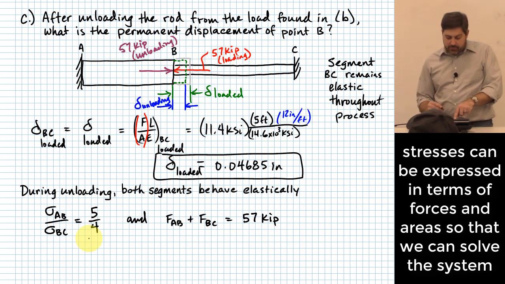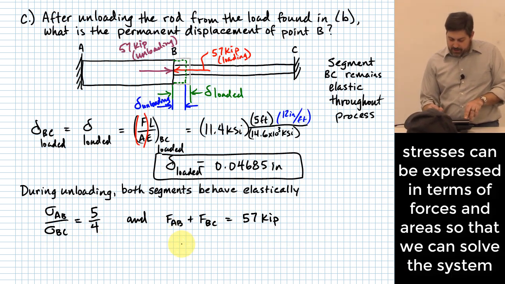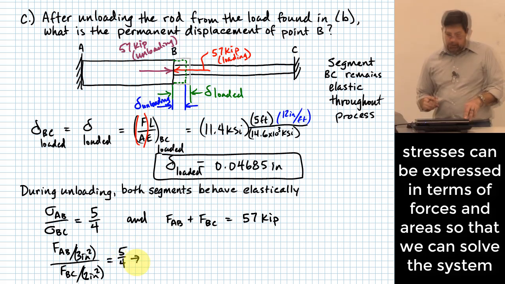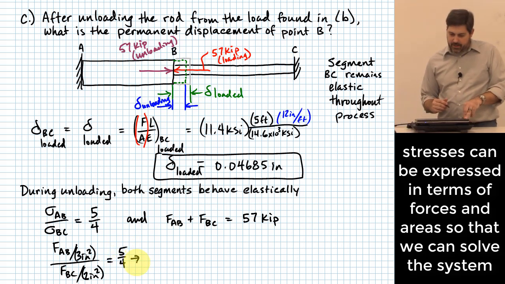Well, how can I transform these stresses to get them closer to FAB and FBC? What if I do FAB over what? Its area, right? Remember, it was 3 square inches of area, over FBC over that one's 2 square inches of area, right? This is going to be equal to 5/4. Okay? And this tells me that there are multiple ways that I can do this, but let me do it this way.